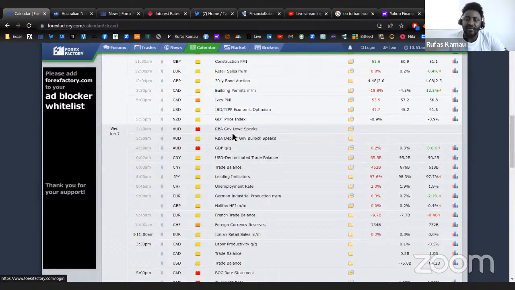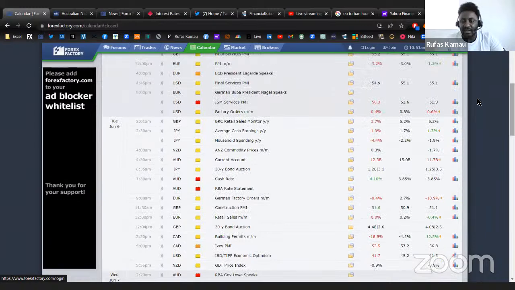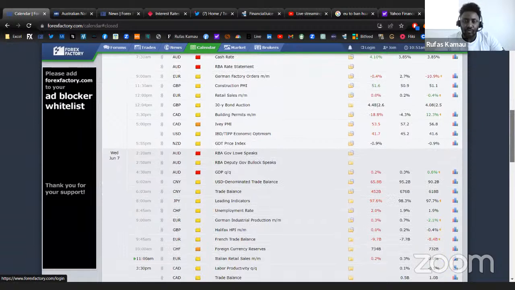So far, they haven't achieved that goal, and this basically explains why they went for a 25 basis point hike, thereby surprising the markets from 3.85% to 4.1%. So we also had GDP data coming up from Australia. GDP slowed down to 0.2%. So this was a big surprise in the markets.